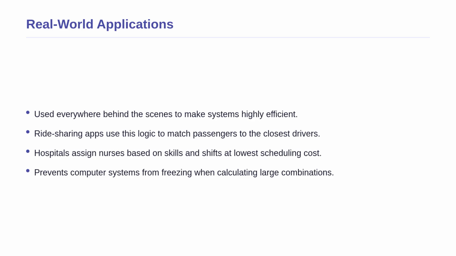Now that we have solved these matrices, why does this mathematical process matter in the real world? It is used everywhere behind the scenes to make our lives more efficient. When you request a ride on an app like Uber, the system uses a variation of this logic to match you with the closest driver, minimizing the total wait time for everyone in the city. Hospitals use it to assign nurses to different wards based on their skills and shift preferences, ensuring the best possible care at the lowest scheduling cost. Without this method, computer systems would freeze.